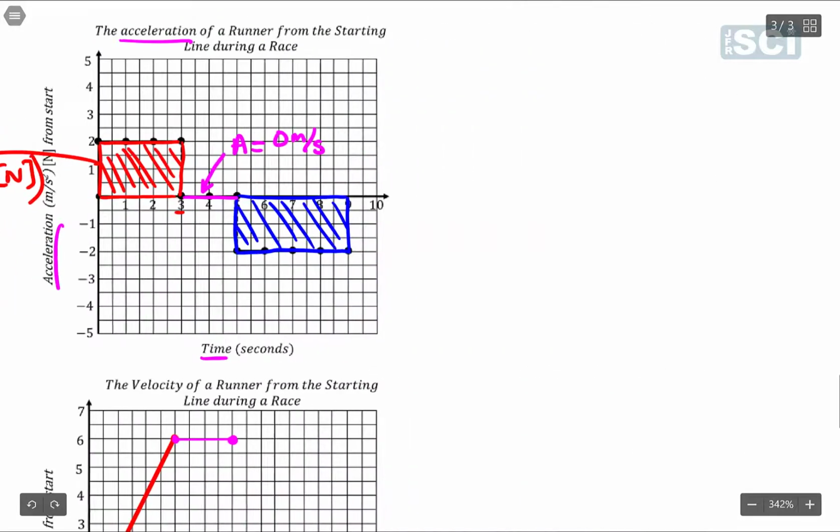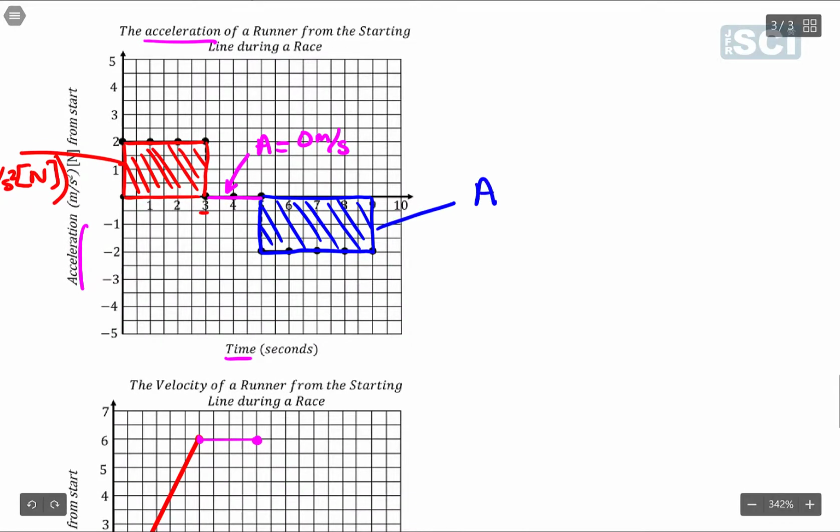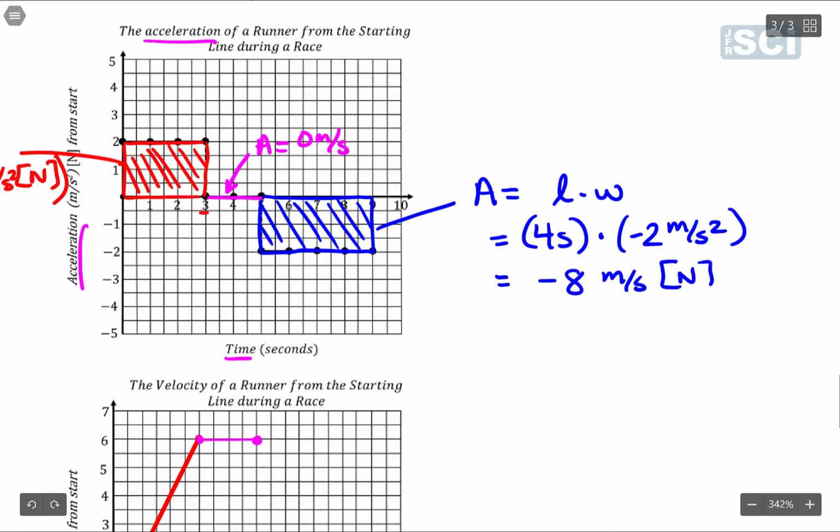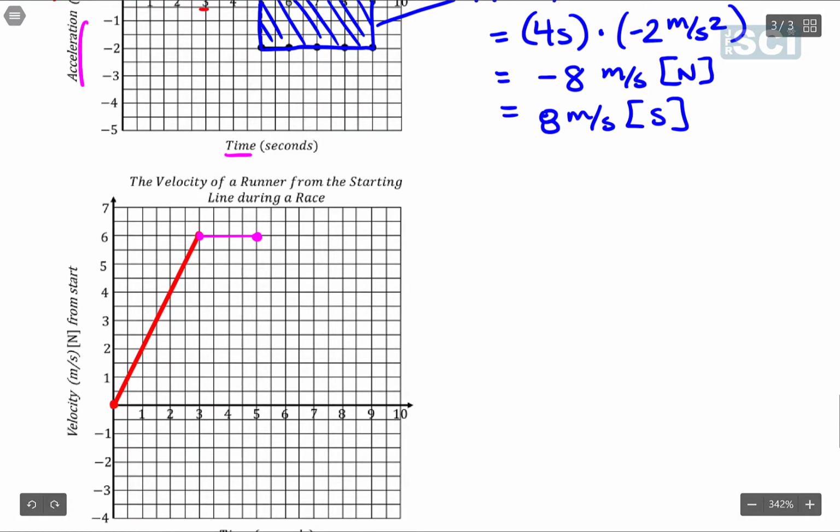Okay, now the last section here, this rectangle here, has an area of length times width. So my length in that section there would be 4 seconds, and my width would be -2 meters per second squared. And I'm using negative because it actually came out to be a negative value. And that gives me -8 meters a second, and that's in the north direction, which is 8 meters a second south. So that means I have to decrease my velocity by 8.